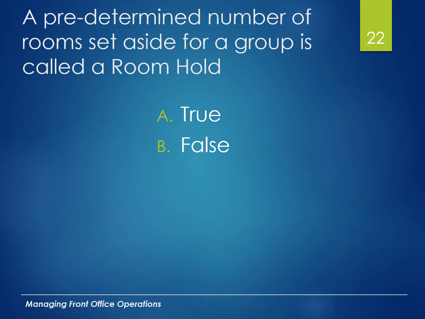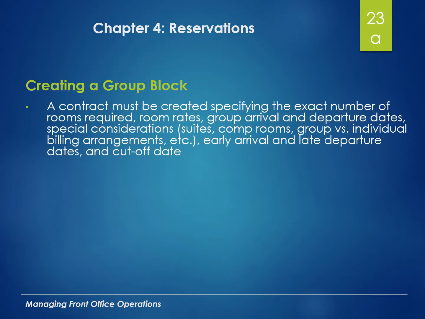So a predetermined number of rooms set aside for a group is called a room hold. True or false? All right, that is false.